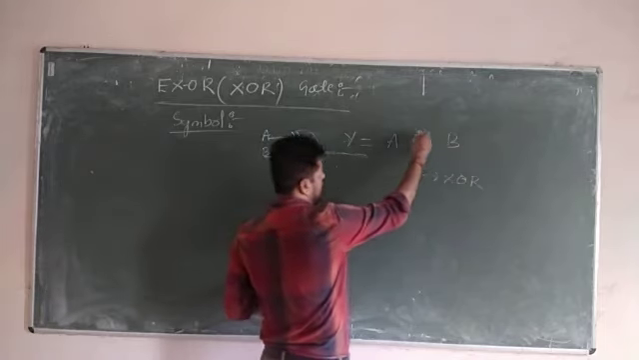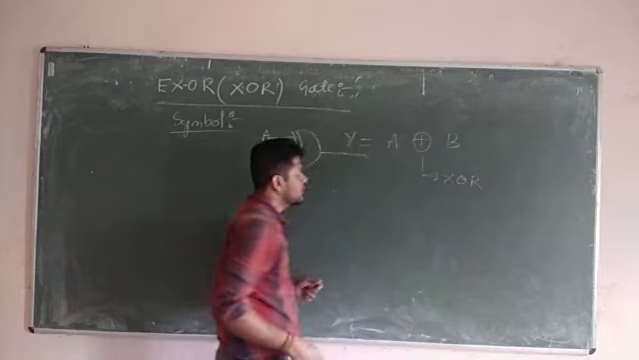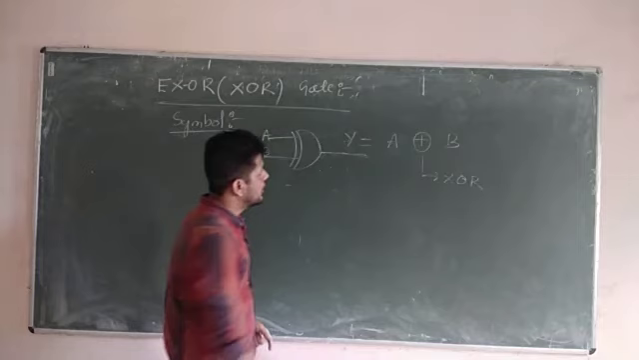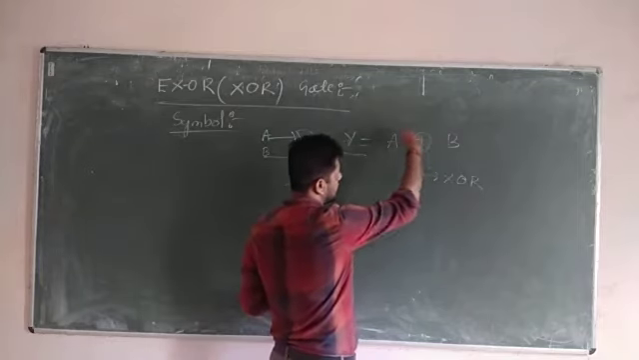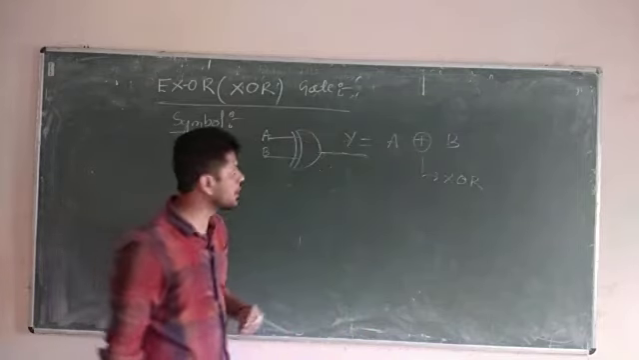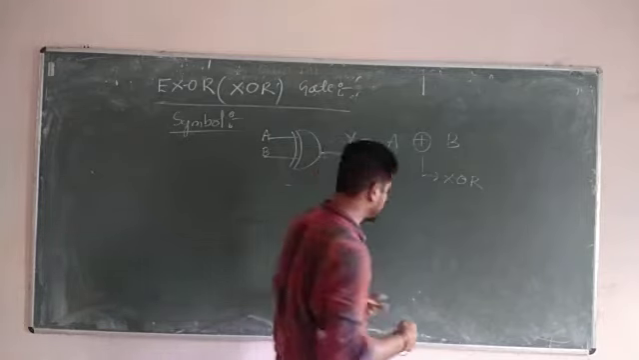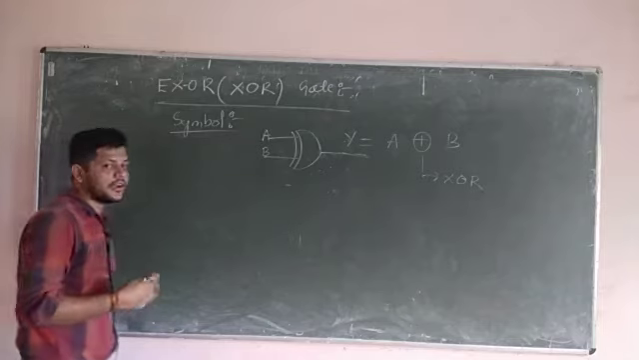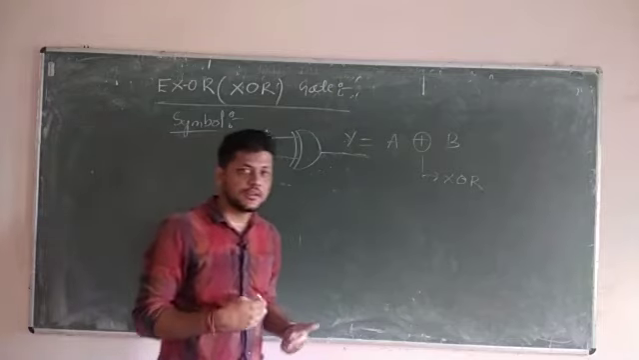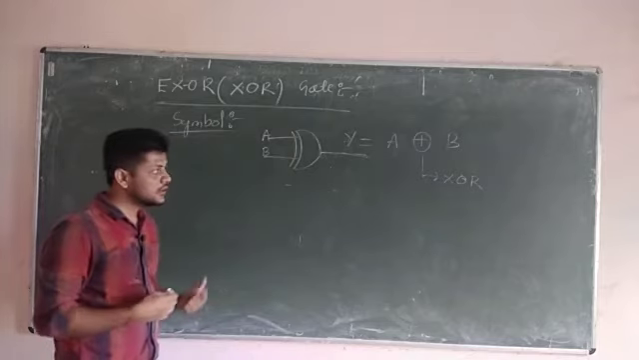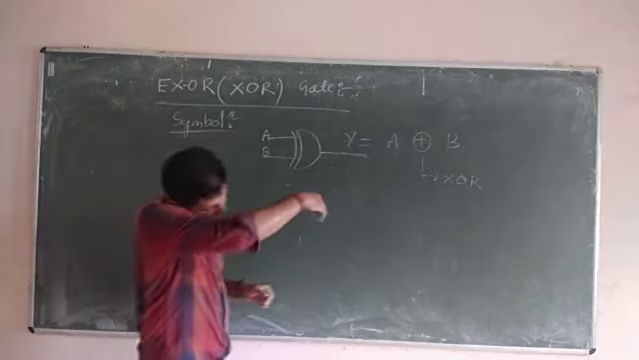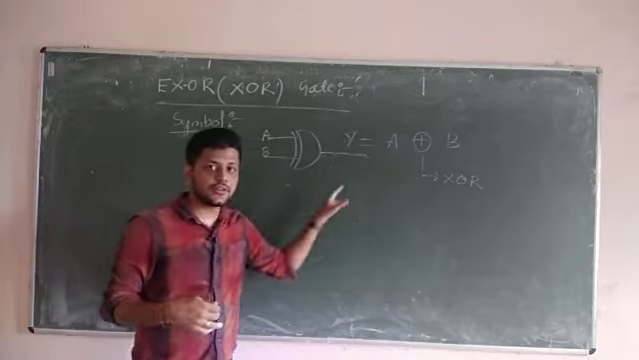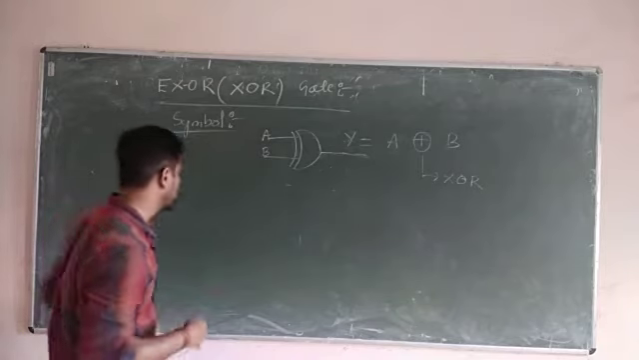You just write a plus and circle it. If you write only a plus, that denotes your OR gate, and with the plus, if you circle it, that denotes in Boolean algebra the expression for your XOR gate. So this is the symbol for your XOR gate. Now we will study the truth table, and in the truth table we will see when this gate produces the output 1. The target is when this gate will produce the output 1.